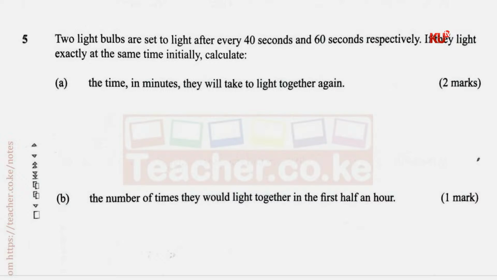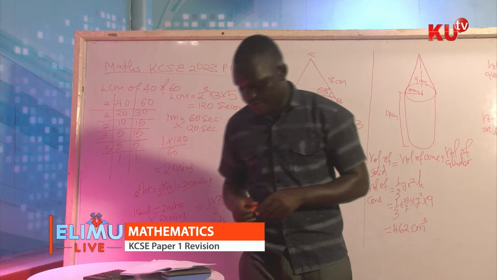15 times. So that means the number of times those bulbs will light together after half an hour is 15 times. So that is how you are also supposed to answer part B of question number 5.